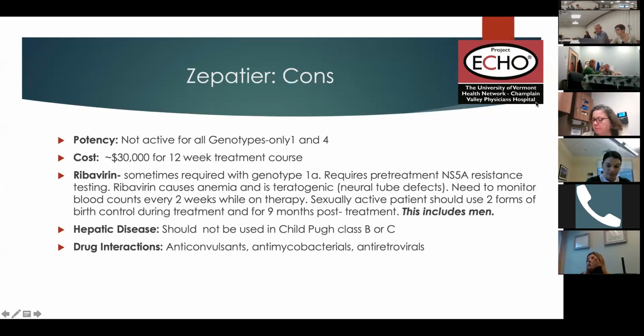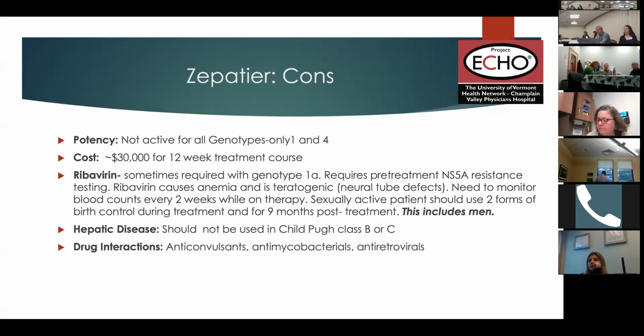So you're having to add a drug that has a fair number of its own issues, that is an older drug. When you add ribavirin, you have to worry about the fact that people get anemic on it. You have to draw their blood every couple of weeks. It is also a teratogenic agent. It can cause neural tube defects. And men and women who are sexually active both need to use 2 forms of birth control.